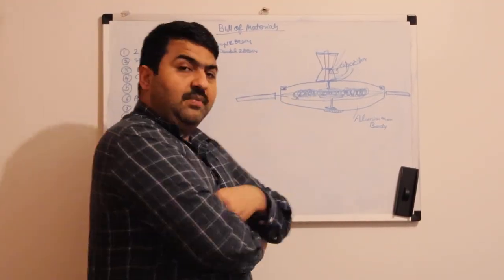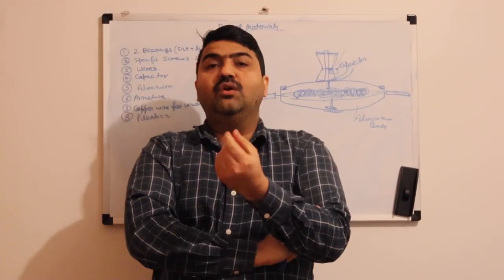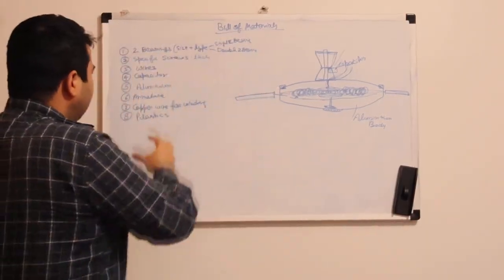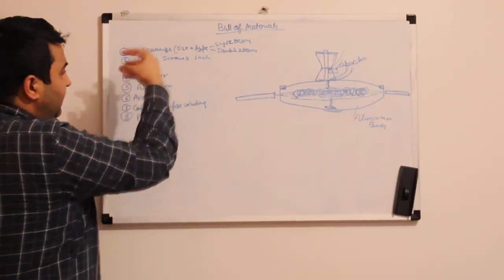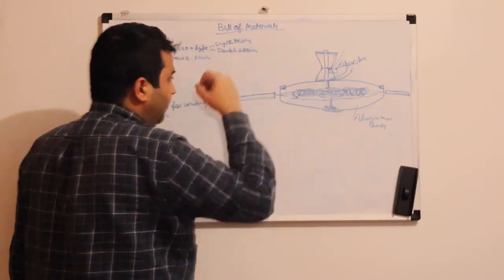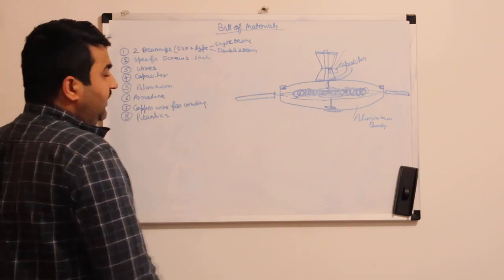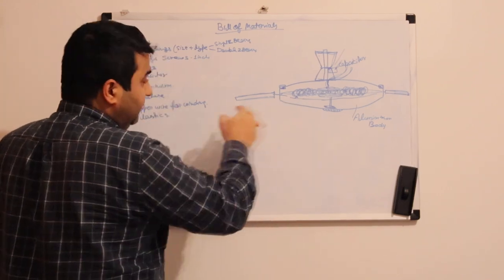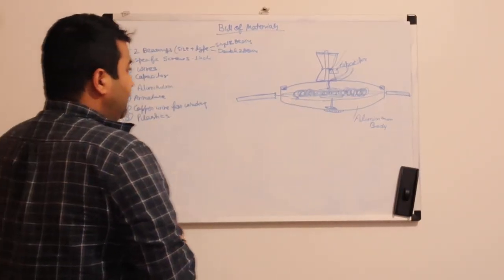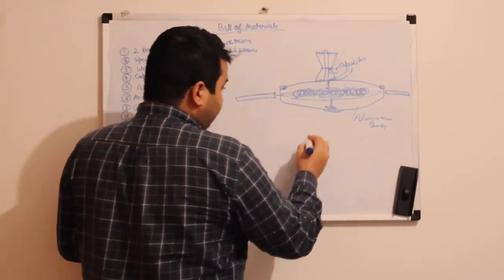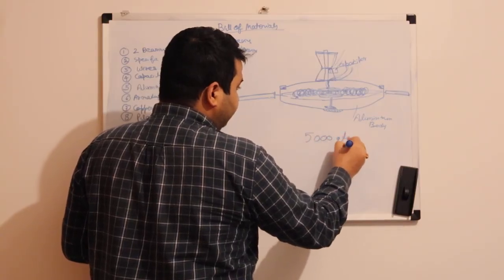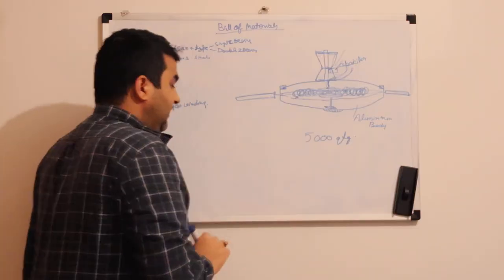So in this example, when we talk about the bill of material, the bill of material means the components, the material we require to produce a final product. What is our final product? Fan, okay, ceiling fan. So suppose we need to manufacture 5,000 quantities of the ceiling fans.